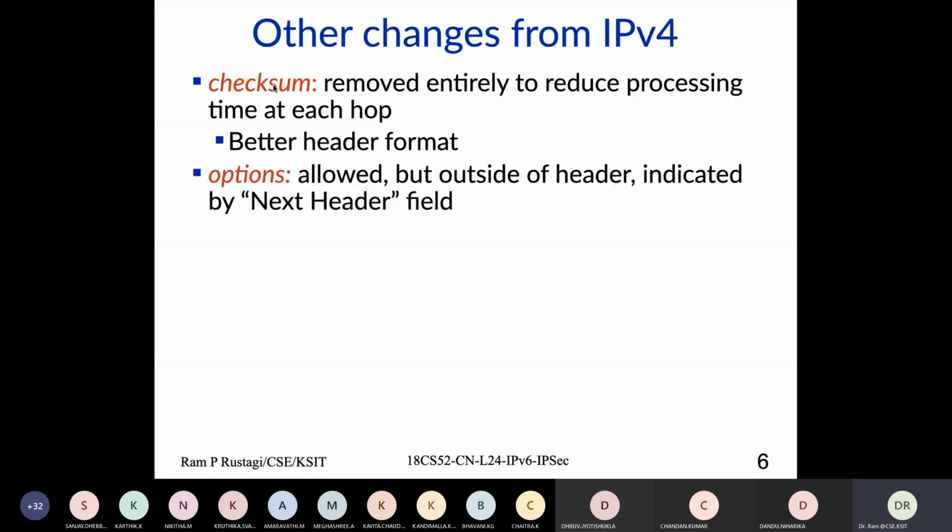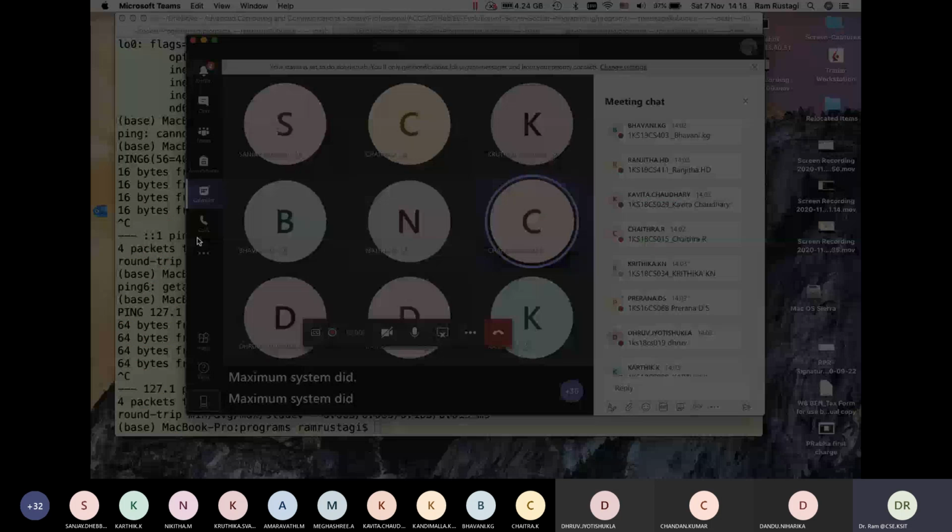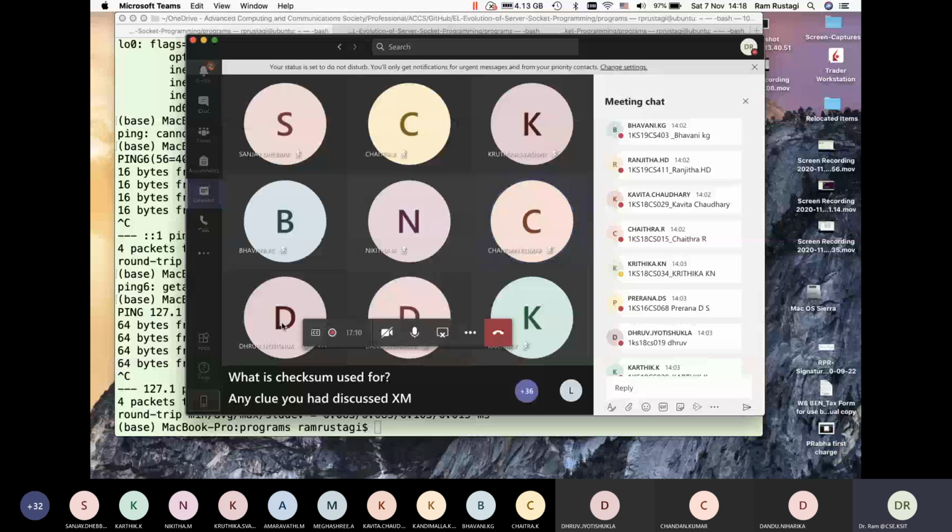First thing you look at is the checksum. What is checksum used for? Any clue? We had discussed checksum. IPv4 had a checksum. What is checksum used for?